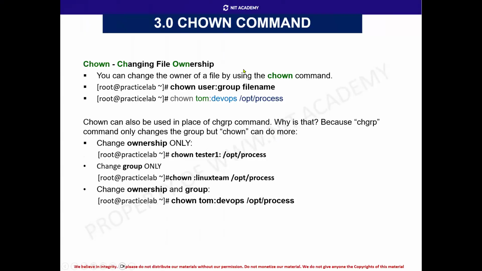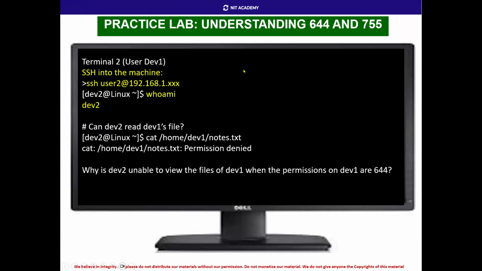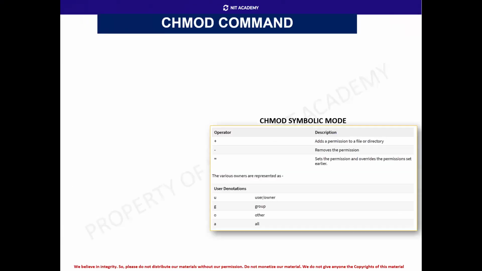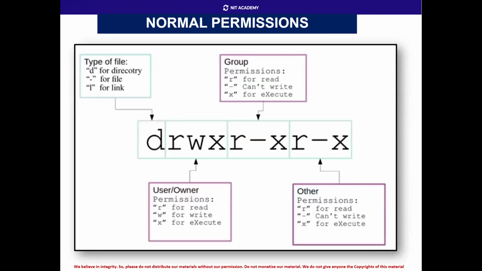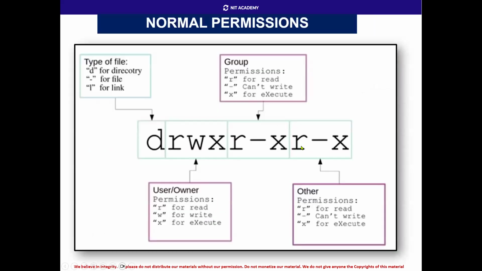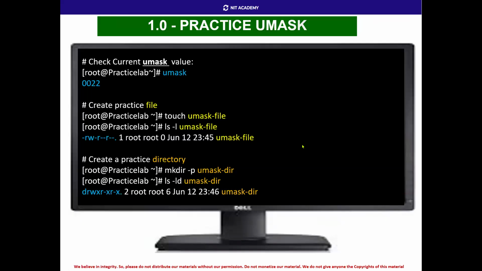So the third part of the equation is this one. We have done umask, we have done file permissions. Now we are going to do file ownership: change the file owner and group using chown and chgrp. All right, this is on the Red Hat exam too. So how do you do that?